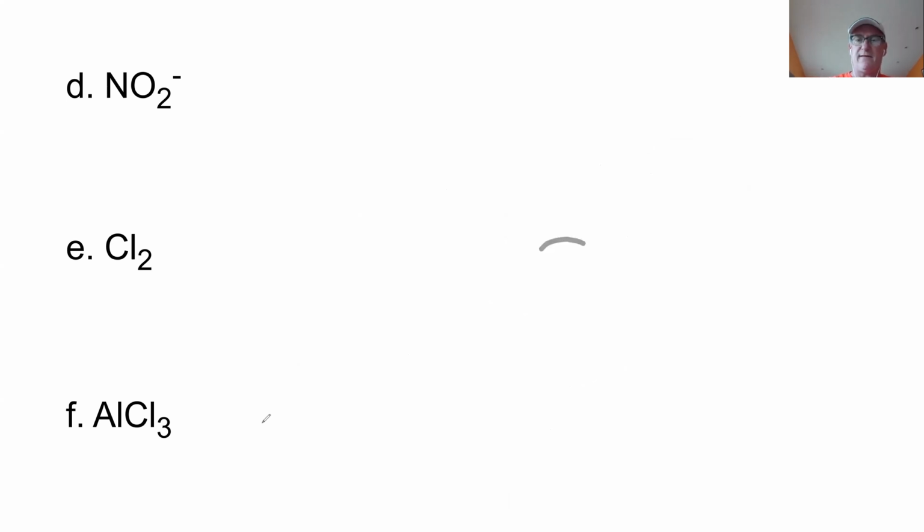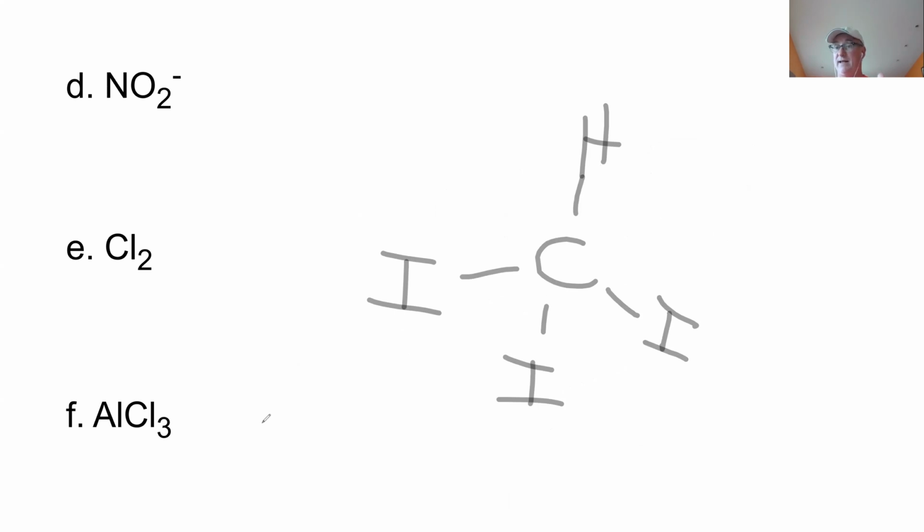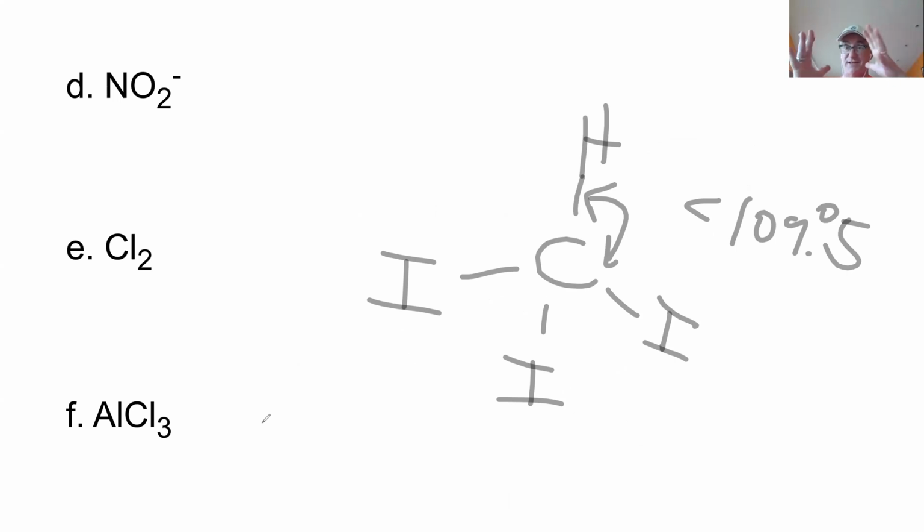If we have hydrogen and iodine and iodine and iodine, basically these iodines are pushing each other away because they're such big atoms. They push each other away and make this angle smaller than 109.5. So that's an example. If you have something smaller on one side, it gets squished together.